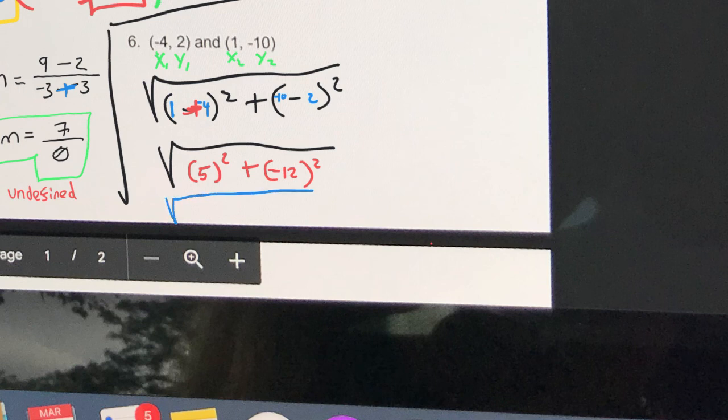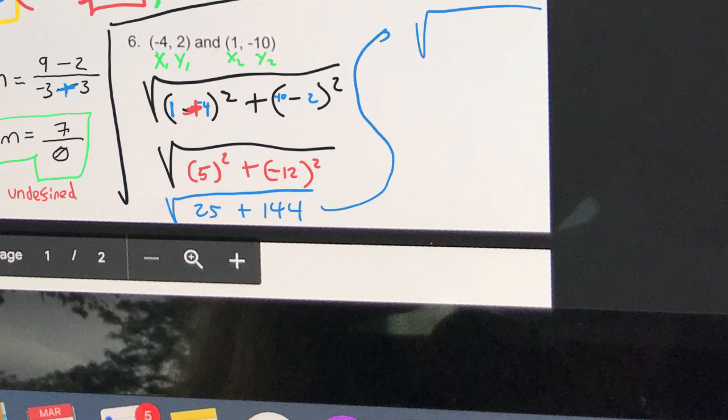So what is that? 5 squared is 25. Negative 12 squared is 144. And we will bring it up here. So 144 plus 25 is 169. And the square root of 169 is 13. Now, let's say you didn't know that. Let's say you didn't know that the square root of 169 is 13.